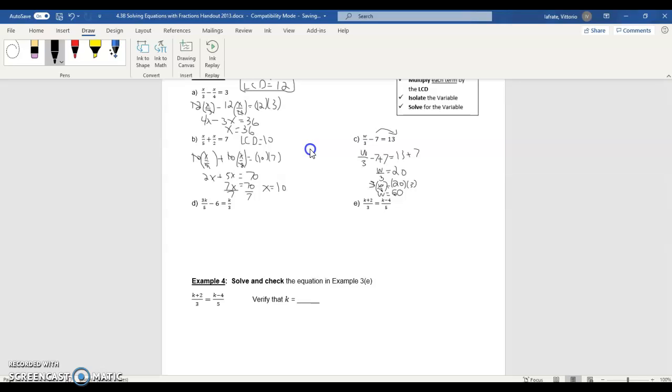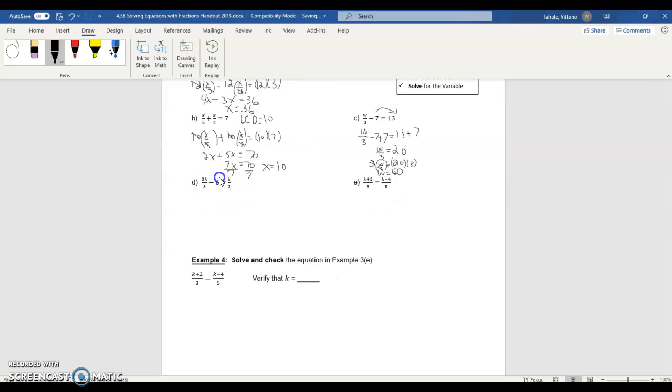Just like that. So now we'll try question D and then move on to E after. Again, hopefully you're pausing the video and trying this yourself first. So here we have 3k over 5 minus 6 is equal to k over 3. So we need to find our lowest common denominator in this case. It looks like our lowest common denominator is going to be 15.